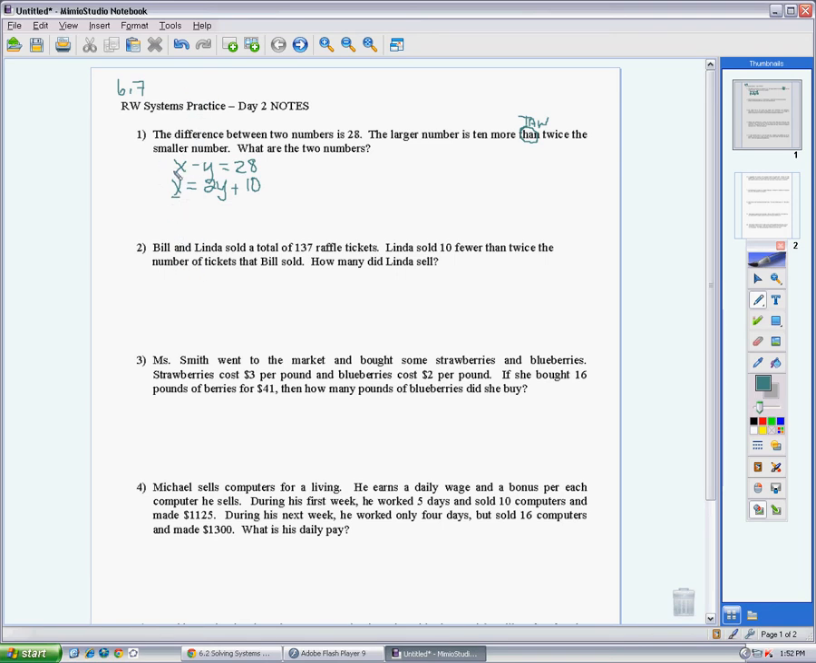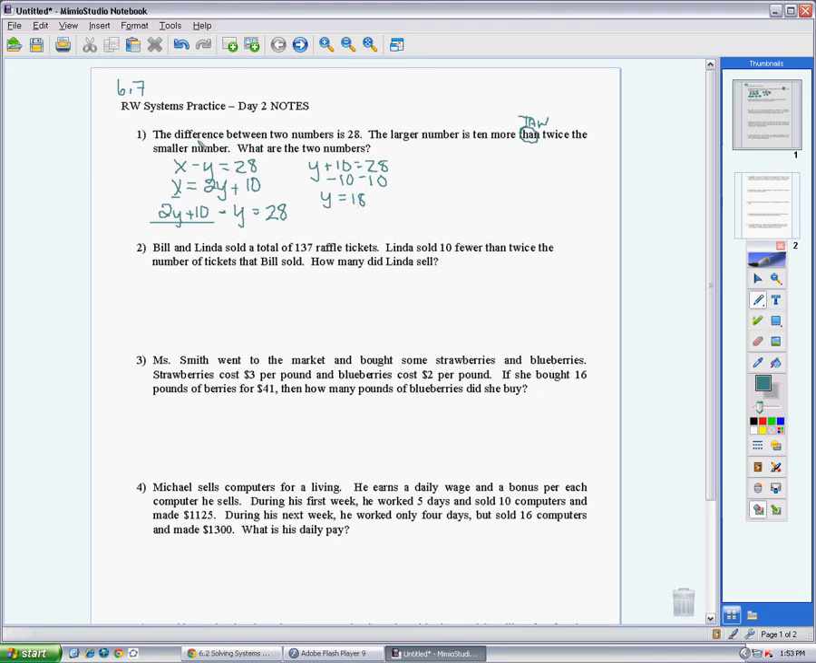So I'm going to substitute in for x in my first equation 2y plus 10. So I'm going to have 2y plus 10 going in for the x, so here's the substitution, minus y equals 28. Okay, from here I'm going to combine like terms. So I've got a 2y minus a y, so that's going to give me y plus 10 equals 28. And now I'm going to subtract 10 to solve for y. And my y coordinate is 18.